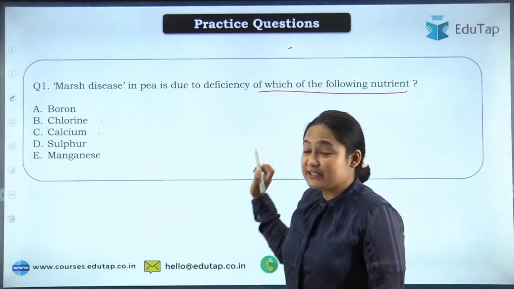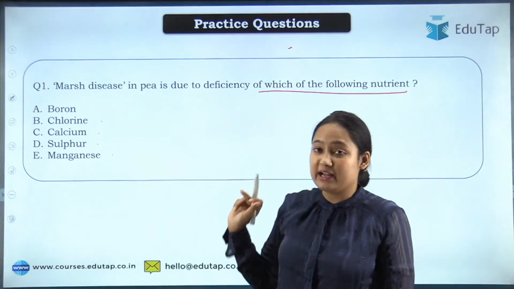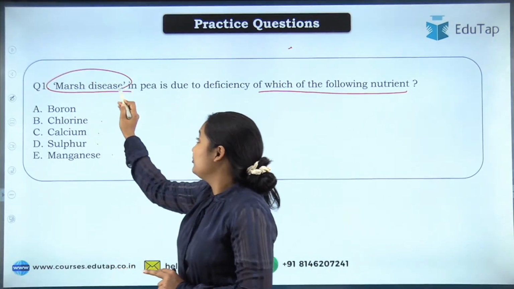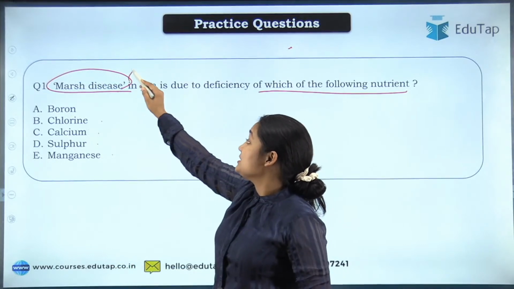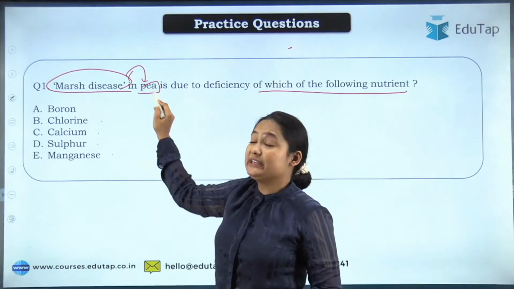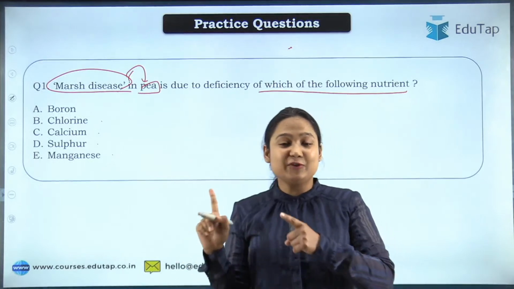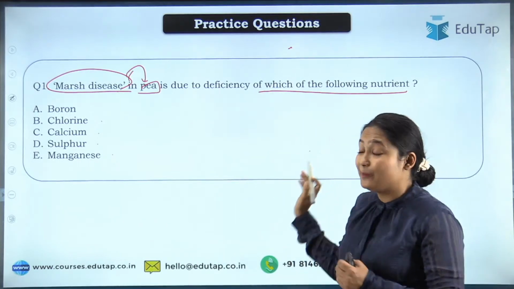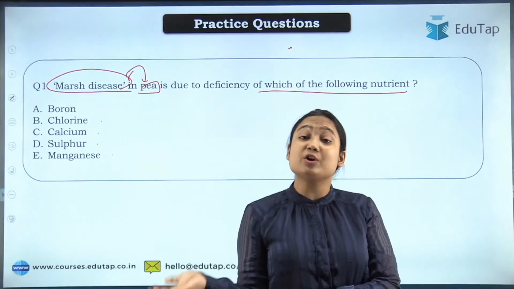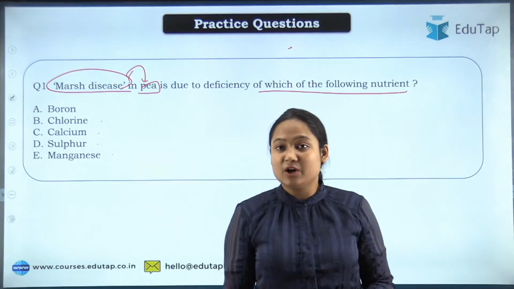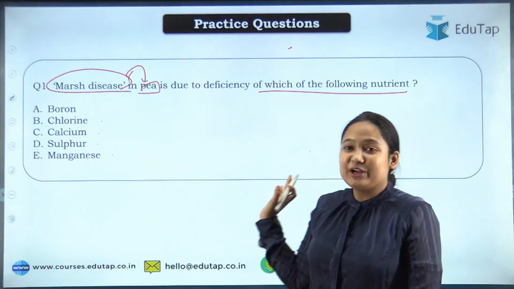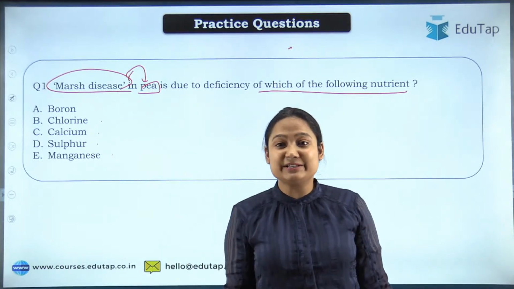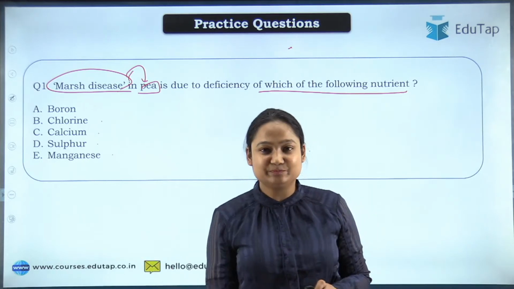See, this question falls in the same line as the hen and chicken disease. Again, you will have to see which nutrient causes marsh disease in which plant, that is, in pea. So if you don't know the answer, go back and revise this video. This video is something that you need to revise more than you need to understand it. I will not tell the answer right now. I'll tell the answer tomorrow, but do let me know in the comments.